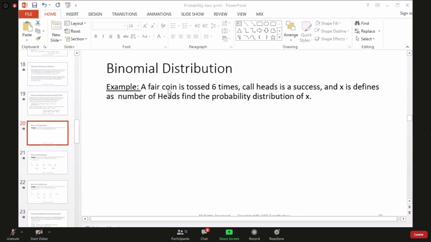Here you see, if you toss a coin 6 times, we can easily find the range space. The number of heads could be 0, 1, 2, 3, 4, 5, 6. Zero means all 6 times you get tails, right? What is 6? The maximum value, all 6 times you get heads. In between you can have many.